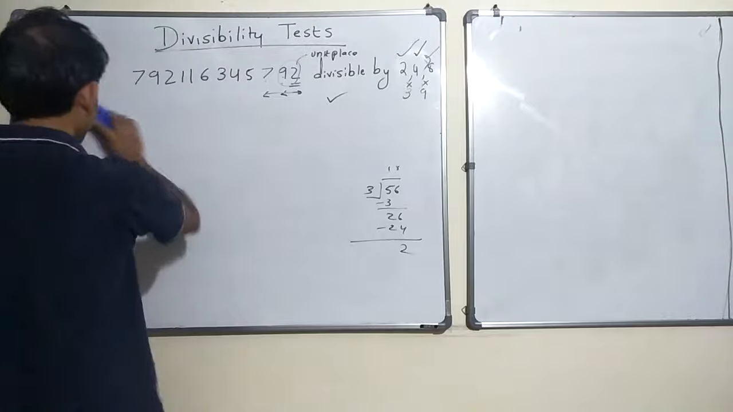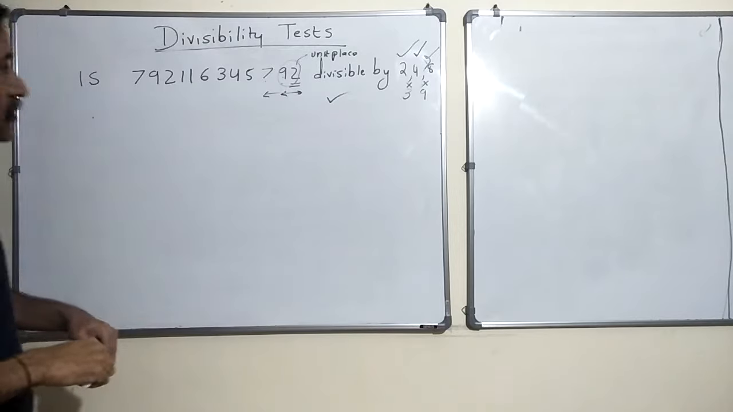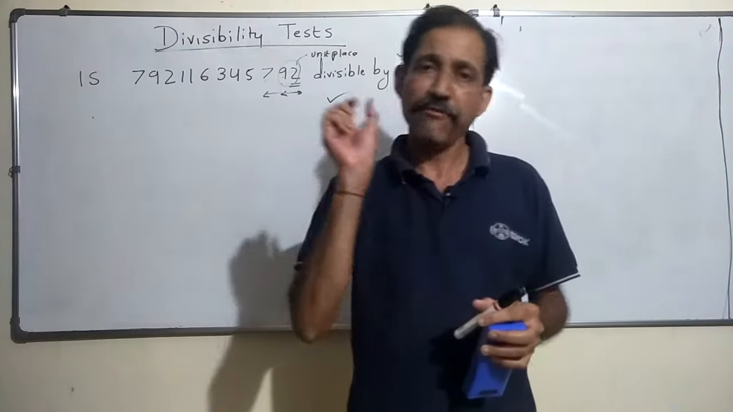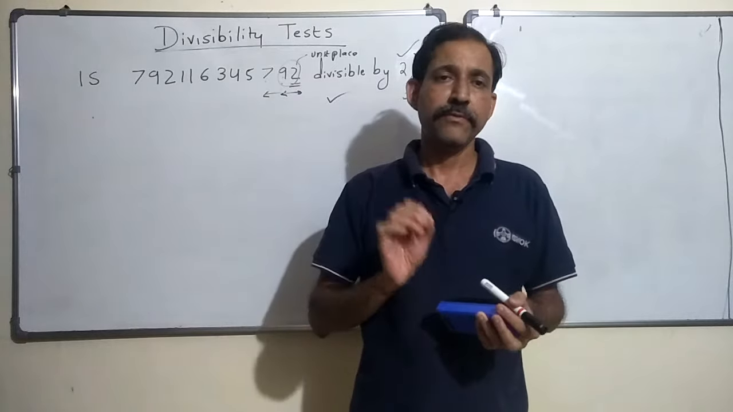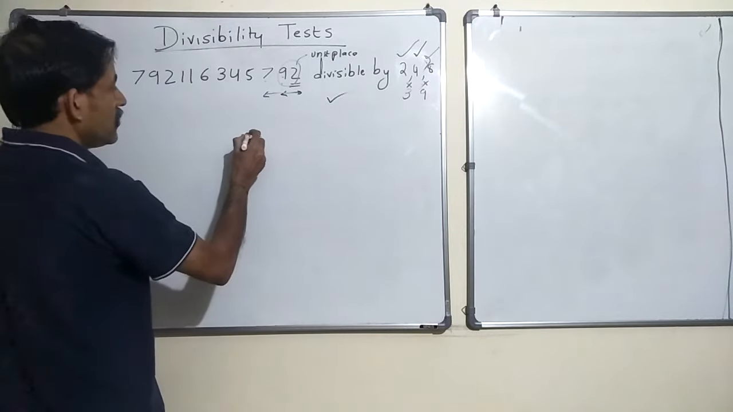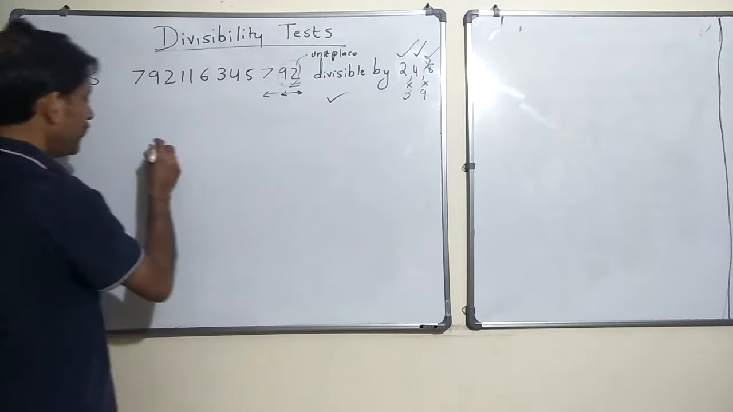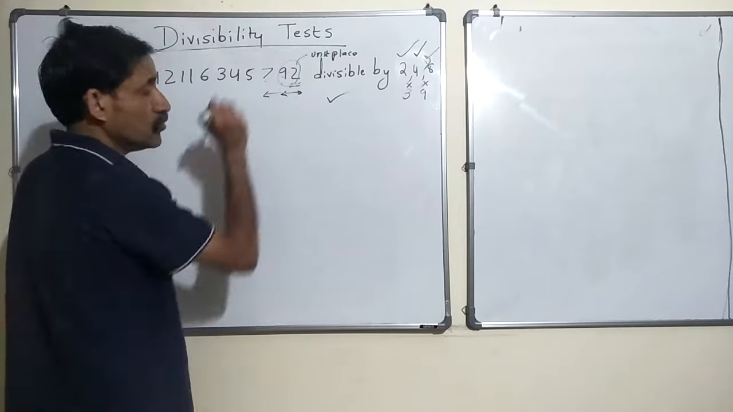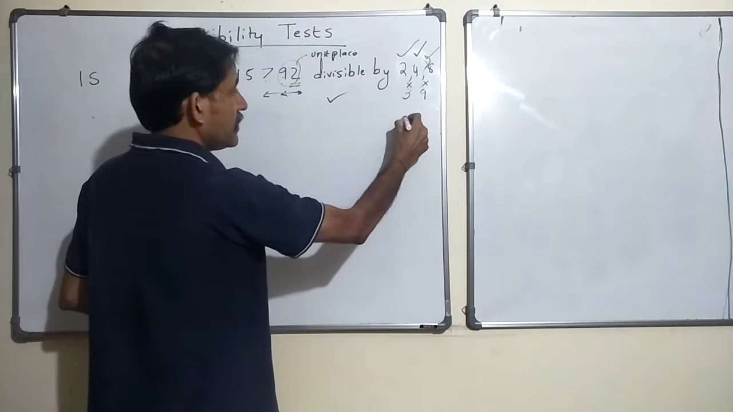Let me rub the board. A number is divisible by 5 if the digit in the units place is 5 or 0. And a number is divisible by 10 if the digit in the units place is 0. You know that already, right? So for this number to be divisible by 5, the digit in the units place should be 5 or 0. Now here it is 2, which is neither 5 nor 0. So this number will not be divisible by 5.